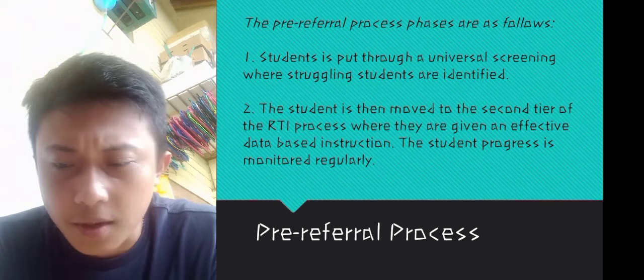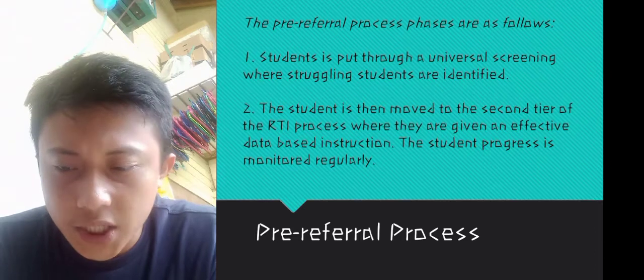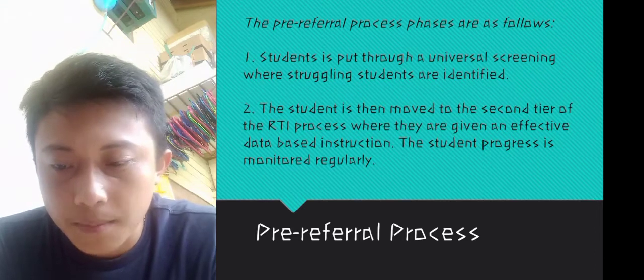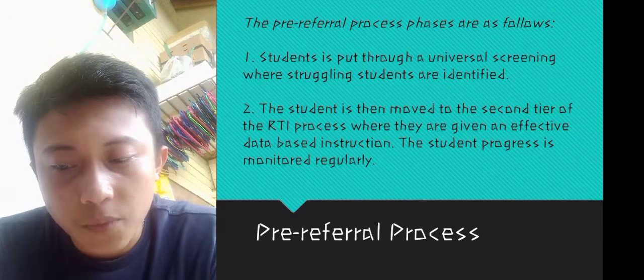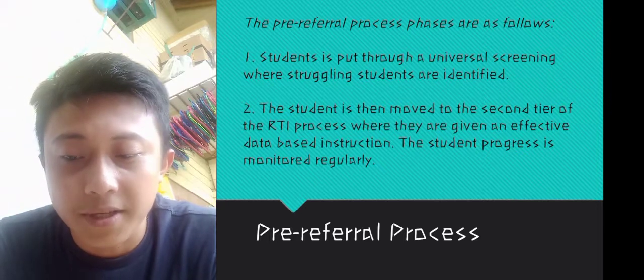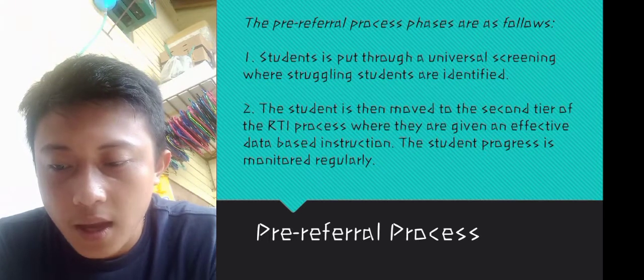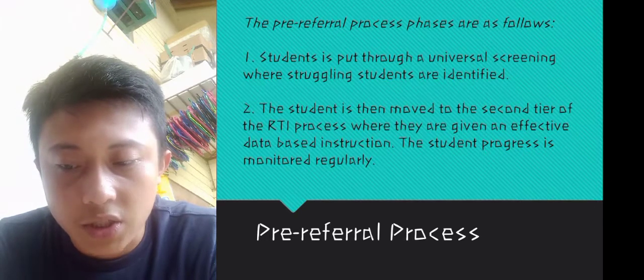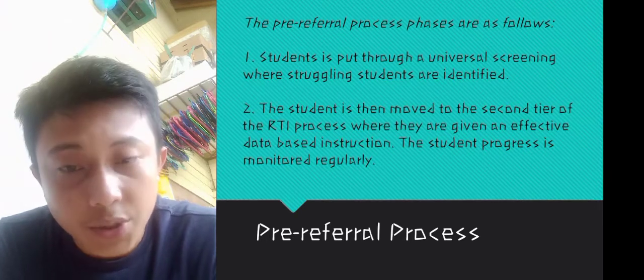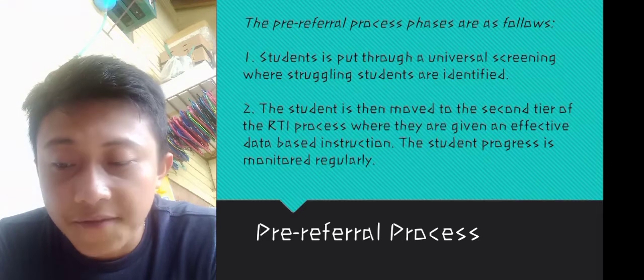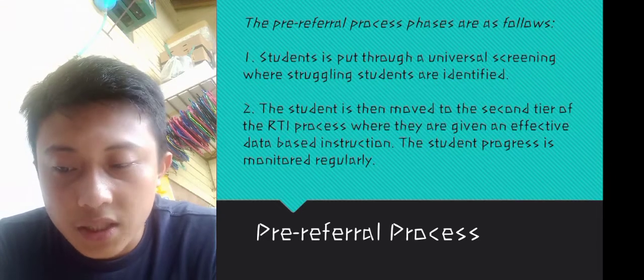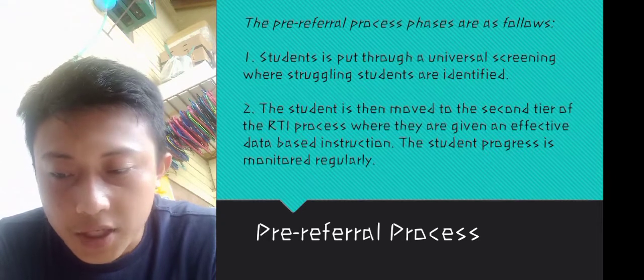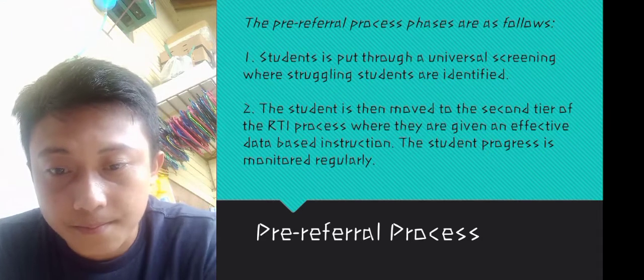And what is the purpose of universal screening? Universal screening is a critical first step in identifying students who are at risk for experiencing reading difficulties and who might need more time in instruction or different instruction altogether. Screening is conducted to identify or predict students who may be at risk for poor learning outcome.